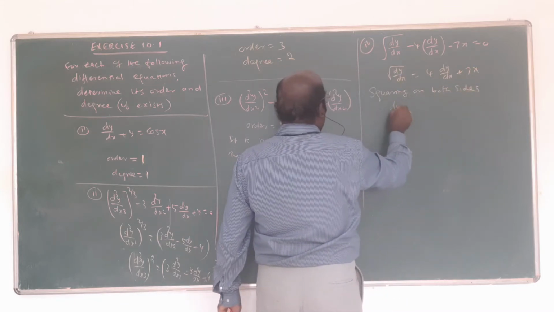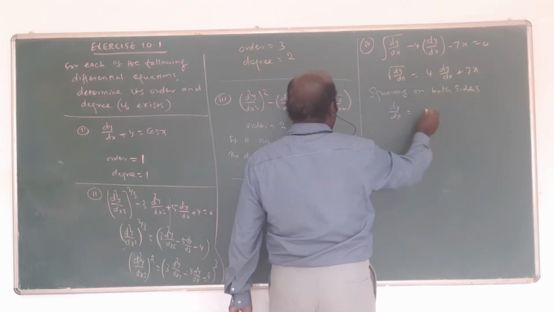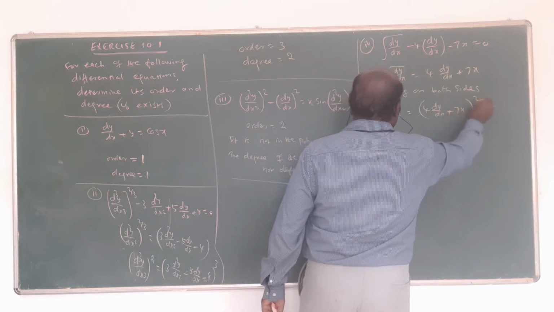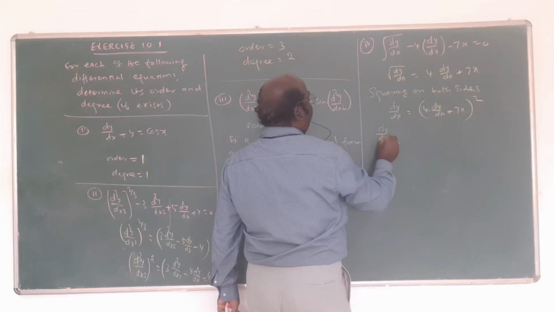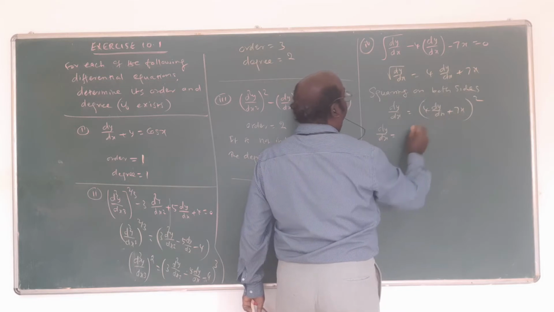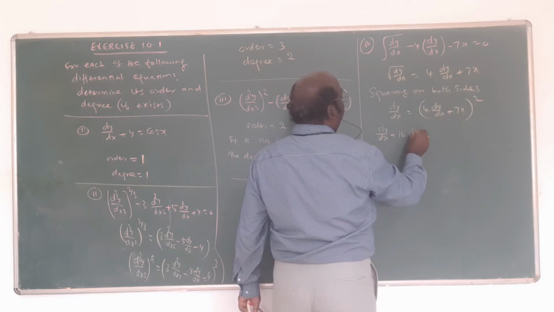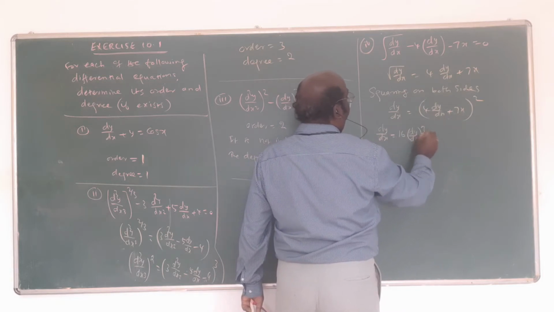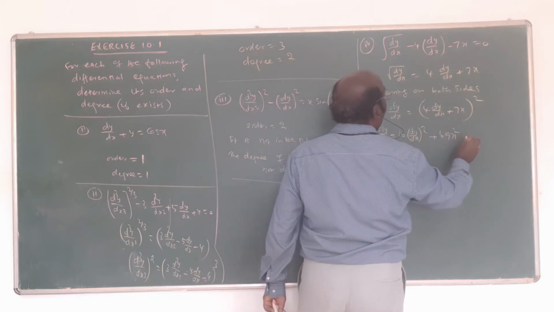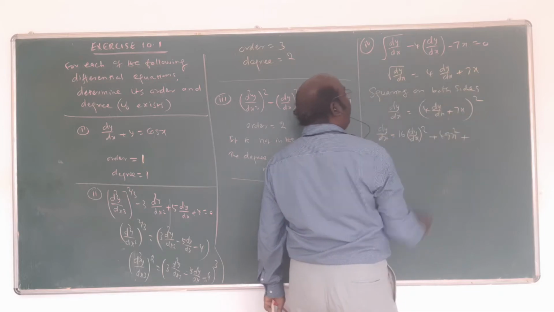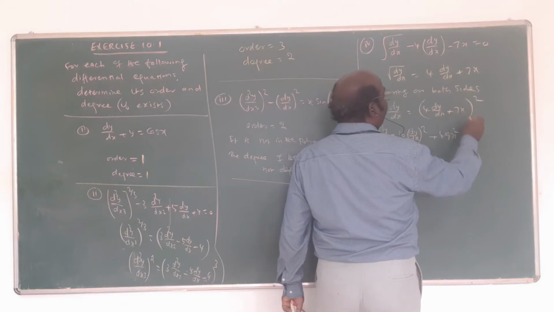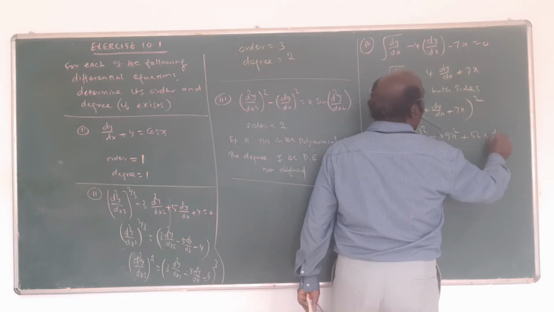Automatically, the square root will cancel here. 4 into dy by dx plus 7x whole square is coming. Now again, it is of the form a plus b whole square. What is that? A square, that is 16 into dy by dx whole square, plus b square, what is b square? 49 x square, plus 2 into a into b: 2 into 4, 8; 8 into 7, 56 x into dy by dx.